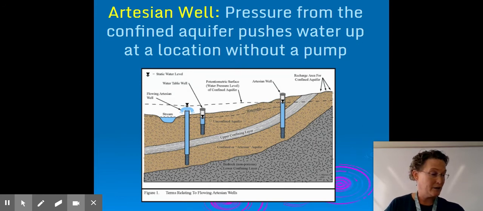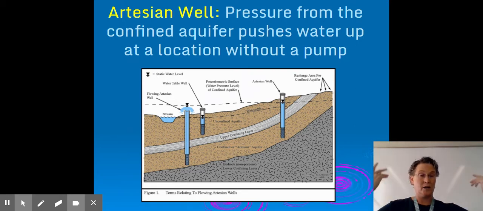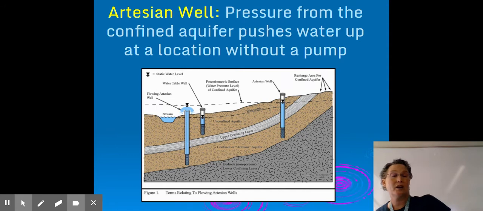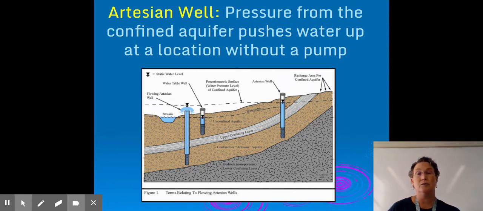So an artesian well is another important concept to know. This is pressure from confined aquifers pushing the water up at a location without a pump. You can drill into an artesian well and you just get water coming out all the time. So that's a great way to get water. If you live somewhere where geologically there's an artesian well, you can just get water flowing out, and that's a great way to access fresh water.